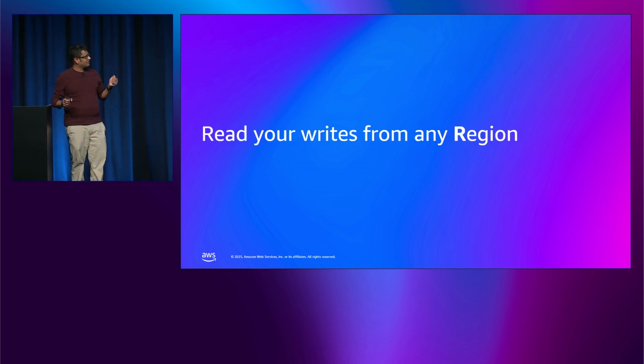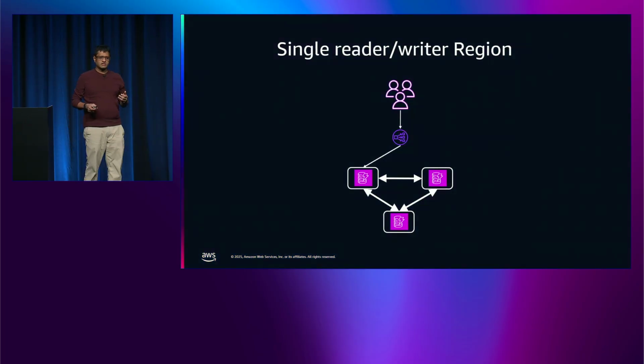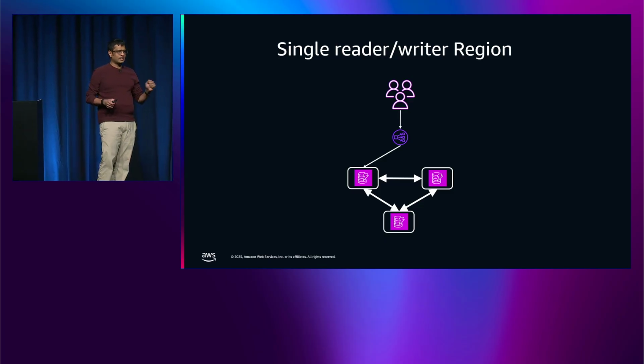So we built asynchronous global tables. A lot of customers loved it for their workload. It gained a great lot of adoption. But customers still wanted to read their writes from any region. Some applications got really smart about this. They said, let's take asynchronous global tables, let's assign a single region as a designated leader and writer, and we're going to read and write from that region.